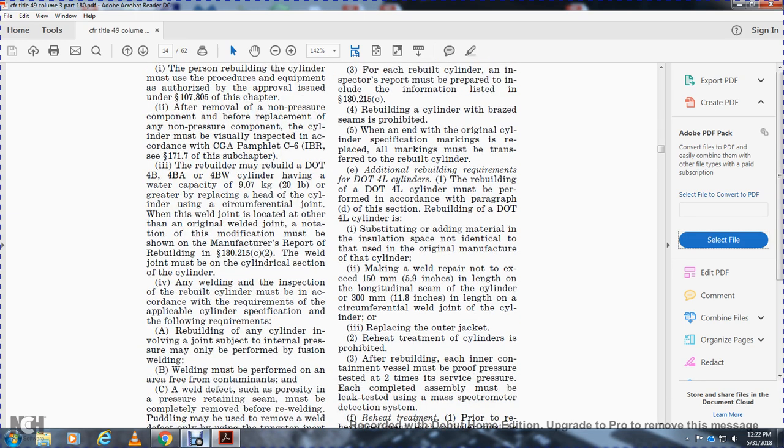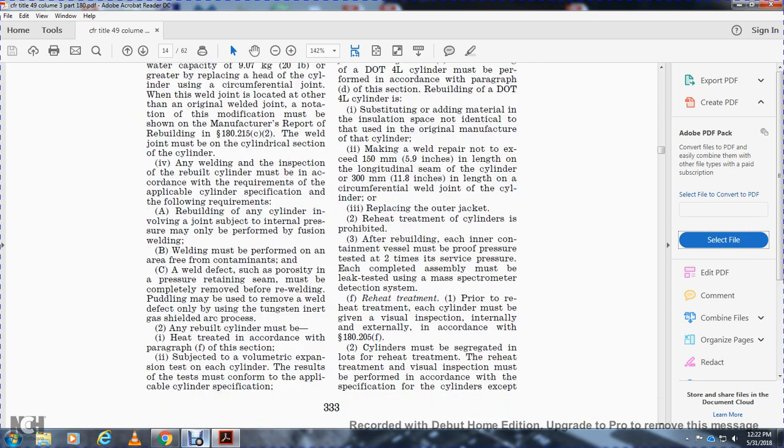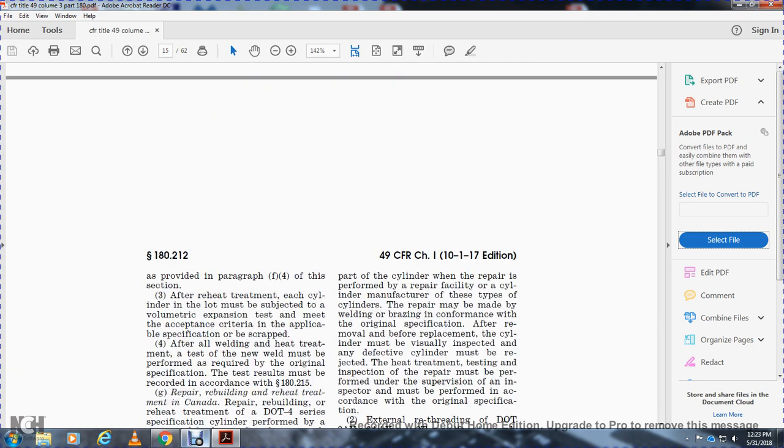Each of the inner containing vessels must be pressure tested at least 2 times the service pressure. Each completed assembly must be leak tested using the mass spectrometer detection system. Prior to the reheat treatment, each of the cylinders must be given a visual inspection internally and externally, in accordance with statute 182.05f. Cylinders must be segregated in lots for the retreatment. After the reheat treatment, the visual inspection must be performed in accordance with the specification of the cylinders, except as provided in paragraph F4 of the section.